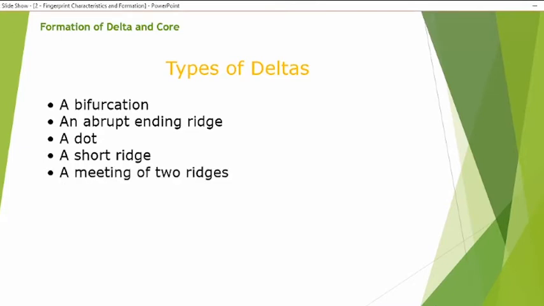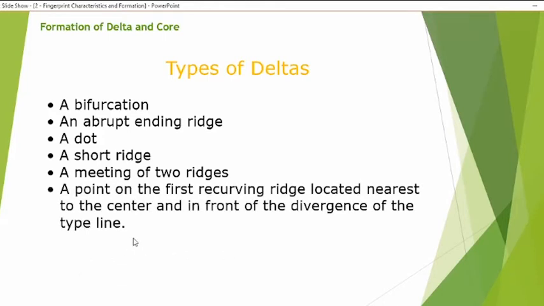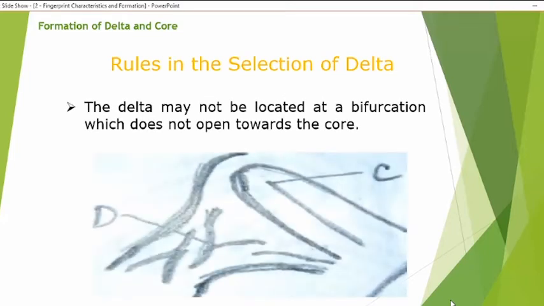So, a point of the first recurving ridge located nearest at the center and in front of the divergence of the type line. So we have the rules in the selection of delta. The delta may not be located at a bifurcation which does not open towards the core. Look, there are two bifurcations, diba? So ang sinasabi sa rules, the delta may not be located in a bifurcation which does not open towards the core. Ibig sabihin, yung delta na naka-open towards doon sa core, yun ang kanyang pipiliin na delta. Diba? So ito hindi ito pwede, kasi ito, hindi siya naka-open towards the core.